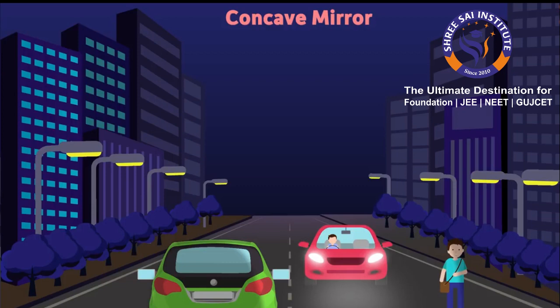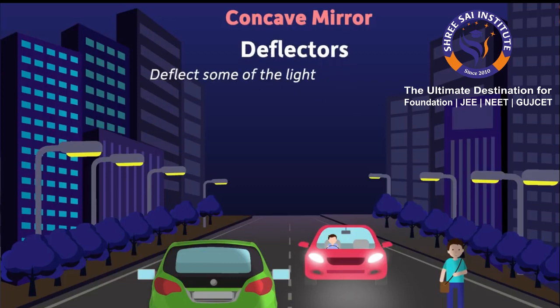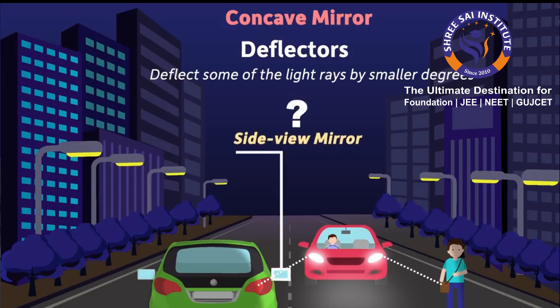So for that purpose, we use what we call as deflectors. They deflect some of the light rays by smaller degrees. Now that we're talking about a car, let's discuss its view mirror. What is the use of the side view mirror of a car? Is this also a concave mirror? Watch our next video to know more.